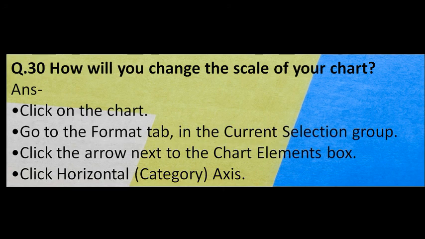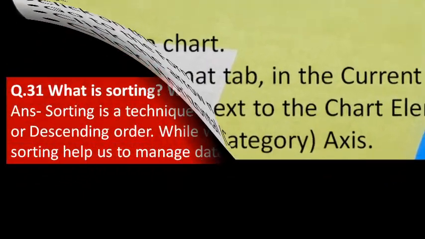In the current selection group, click the arrow next to the chart elements box and then click horizontal category axis.